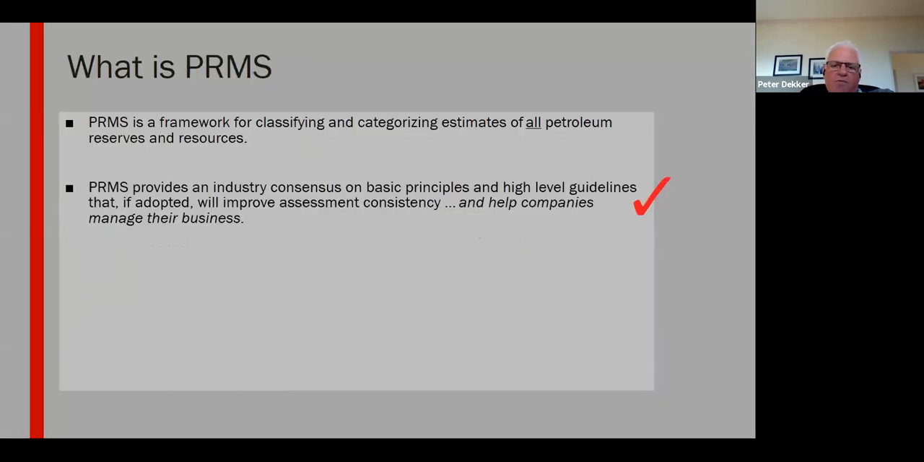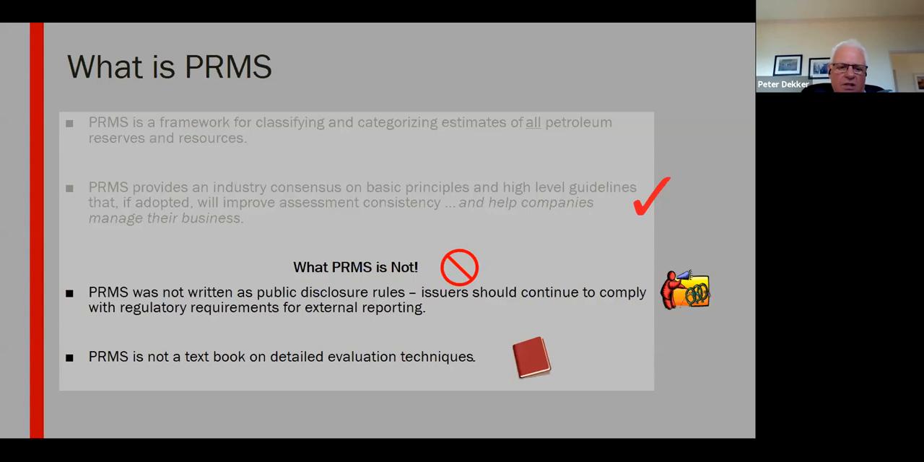The PRMS is a framework for classifying and categorizing estimates of all petroleum reserves and resources. PRMS provides an industry consensus on basic principles and high-level guidelines that, if adopted, will improve assessment consistency between different countries and between different companies, and helps companies to manage their business. PRMS is not written as public disclosure rules. Issuers should continue to comply with regulatory requirements for external reporting. PRMS is not a textbook on detailed evaluation techniques.